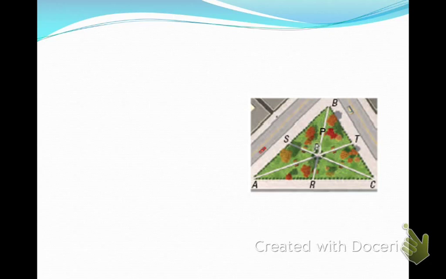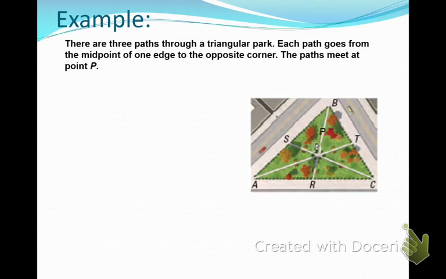All right, here's an example. There are 3 paths through a triangular part. Each path is from the midpoint of one edge to the opposite corner. The paths meet at point P. SC is 2,100 feet. Find PS and PC.